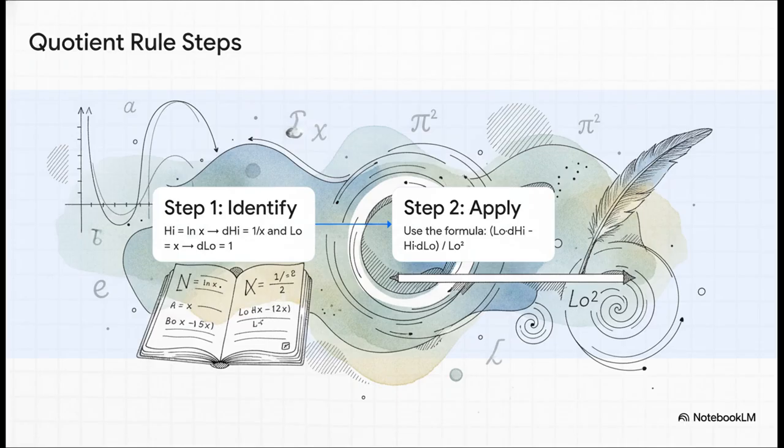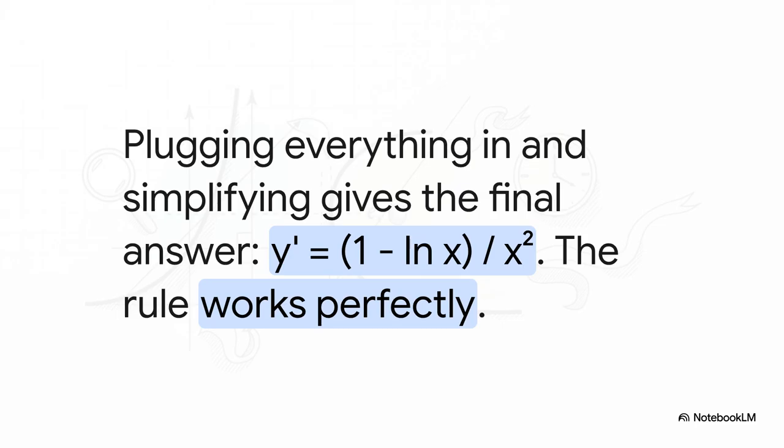Now we just have to plug these four pieces right into the formula. So, when we apply the formula, the first part, low d high, gives us x times 1 over x, which simplifies beautifully to just 1. I love when that happens. The second part is high d low, which is the natural log of x times 1. And that's all over our low function squared, which is just x squared, and there it is. Our final answer is 1 minus the natural log of x, all divided by x squared.